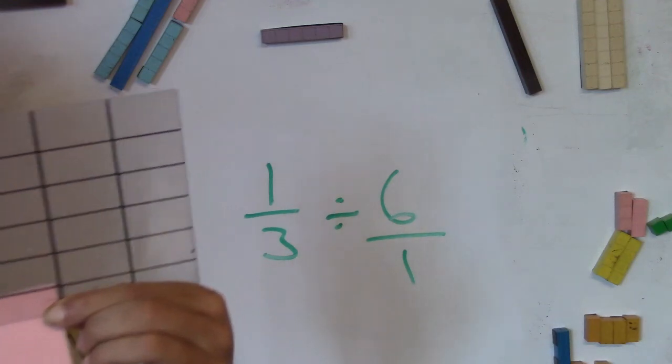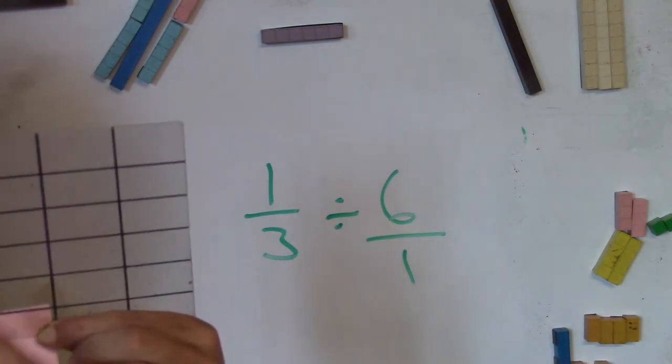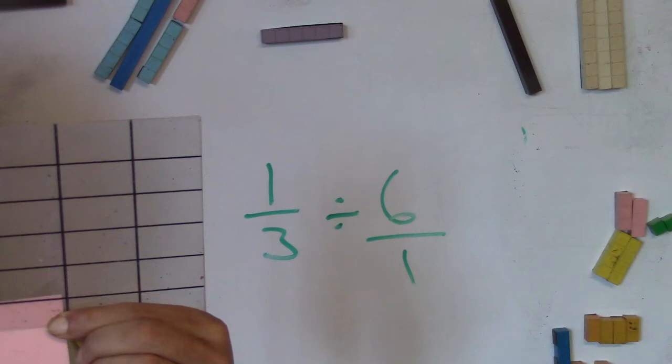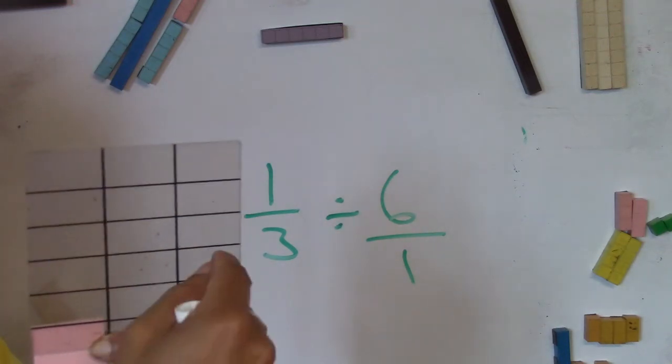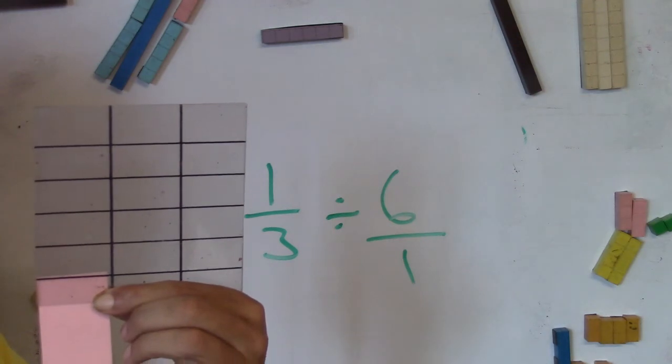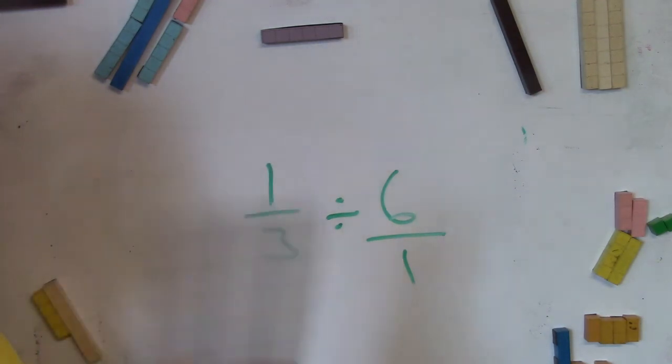Try again. There's only 3 6s there. Look, 1, 2, 3, 4, 5, 6. 1, 2, 3 times. 18. So I'd be 1/18.